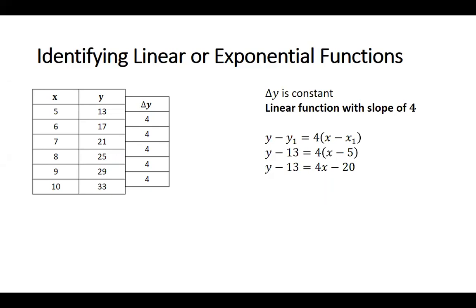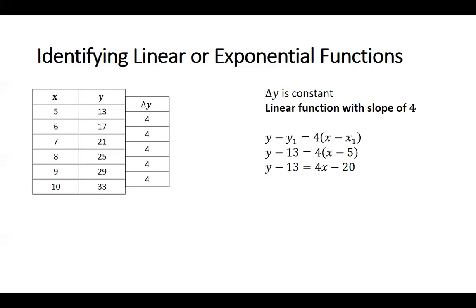Now, to be perfectly honest, there is absolutely nothing wrong with leaving it in that original equation of y minus 13 is equal to 4 times x minus 5. That's in point-slope form. That is a valid form. But in general, for linear equations, we like to either put them into standard form, ax plus by plus c is equal to 0, or we like to put them into slope-intercept form. So I'm taking it to slope-intercept form.